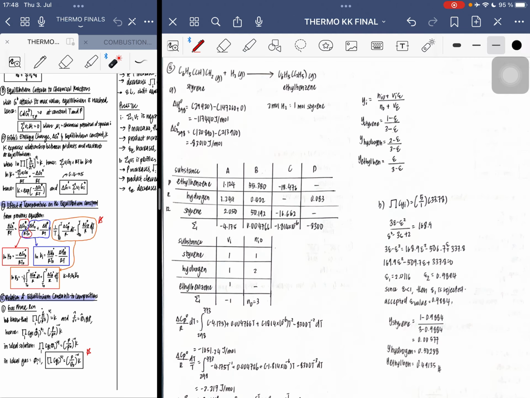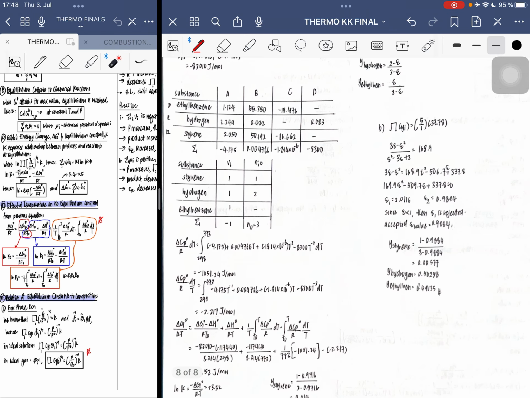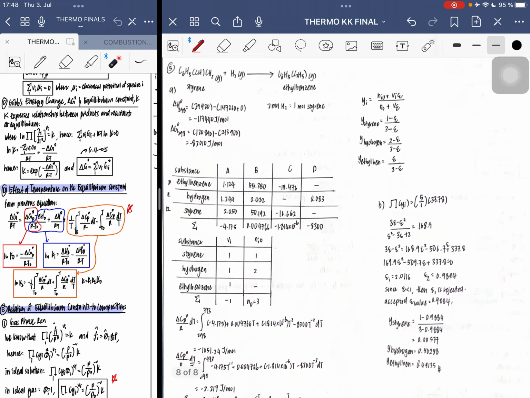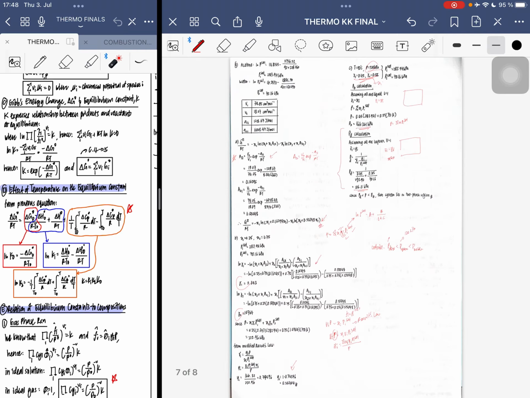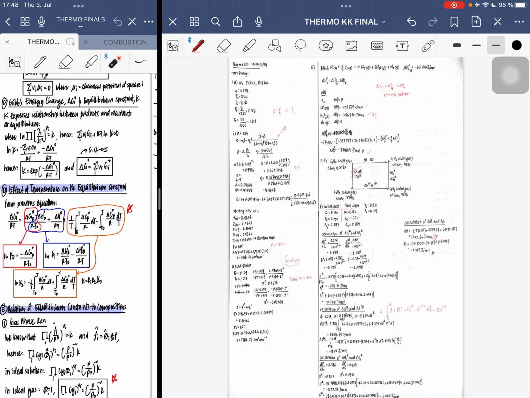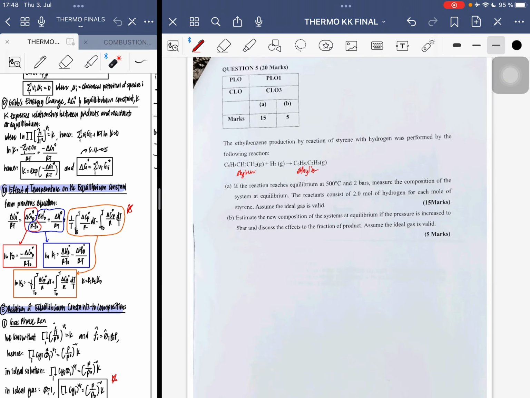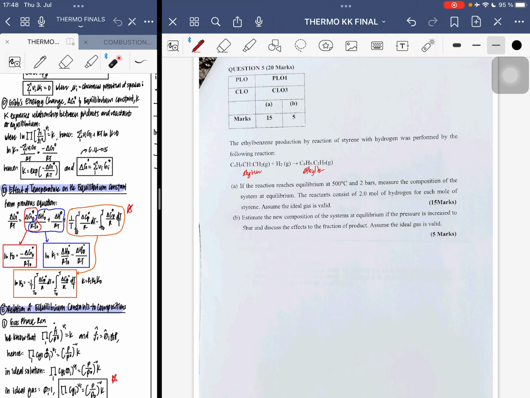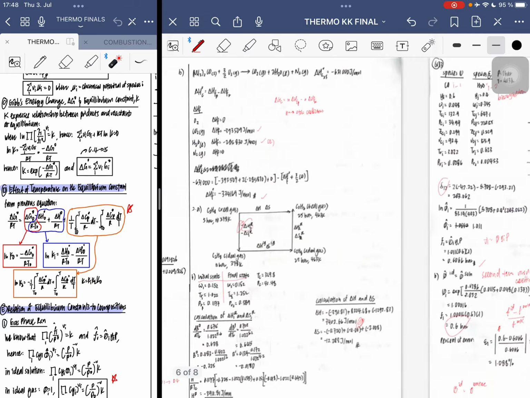So the general formula for the effect of temperature on the equilibrium constant, or G over RT. Let's see, what's the question again? They say the reaction reaches equilibrium at 500 degrees Celsius and 2 bars. They want you to find the composition of the system at equilibrium, and the reaction consists of 2 moles of hydrogen for each mole of styrene. So this is your initial condition. There are 2 moles of hydrogen for each 1 mole of styrene.